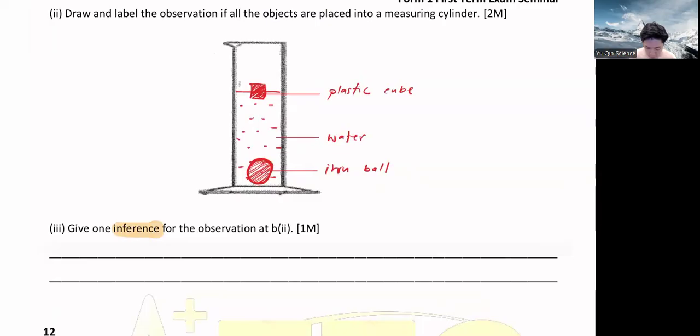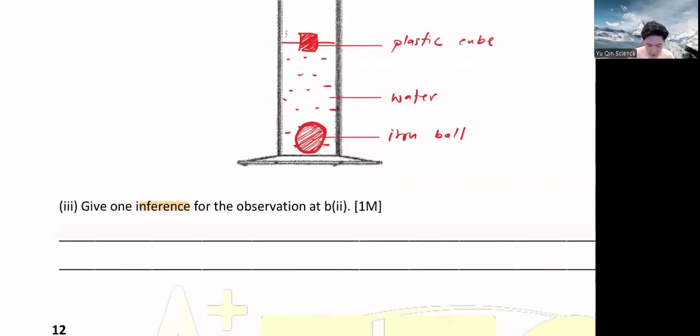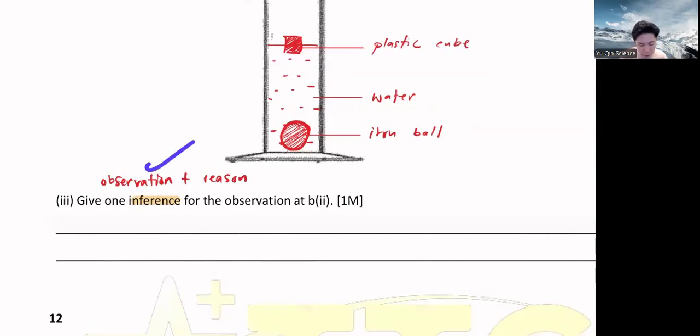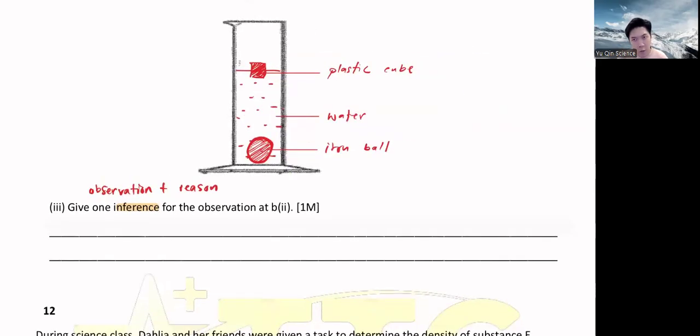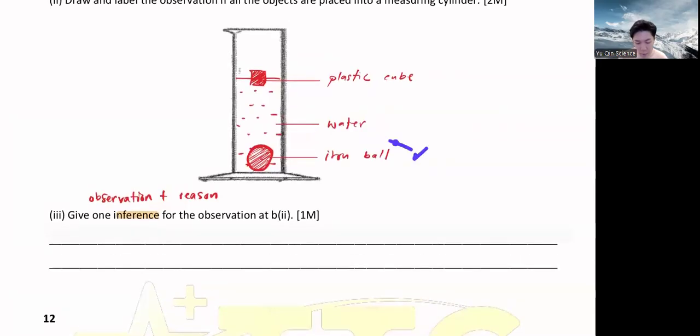Okay, next, inference. Inference means observation plus reason. Last time you learned this in primary school. Inference means 推断 in Mandarin. Or in English, it's what you see plus the reason for it. What you see here is three things, but usually we choose one that is obvious to you. For example, iron ball sink, this is what I see. Plastic cube float, this is what I see.